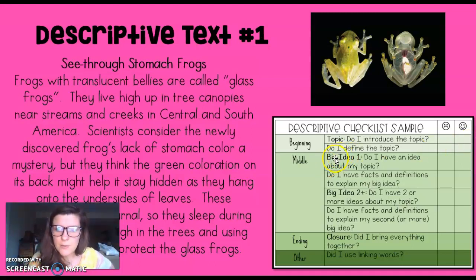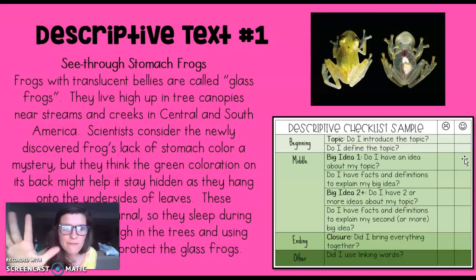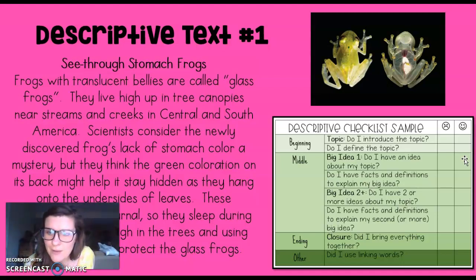Now we have to go into the middle. We have to see if big idea number 1, does it have an idea about its topic? So is there an idea, fact, or definition about see-through stomach frogs? So facts about them. Let's see. They live high up in tree canopies near streams and creeks in Central and South America. Whoa, so many checks will go in the smiley face. They told us where they live, what they live in, what it is near, and the exact places. So 4 facts in 1 sentence. Do I have facts and definitions to explain my big idea? Yup.